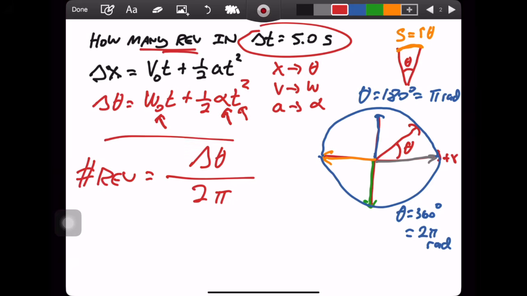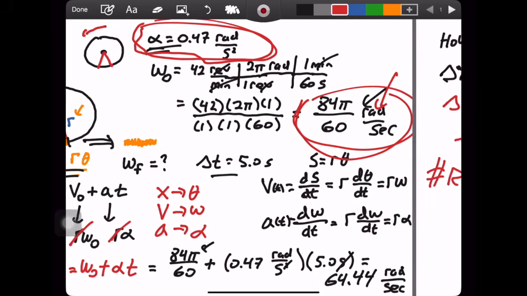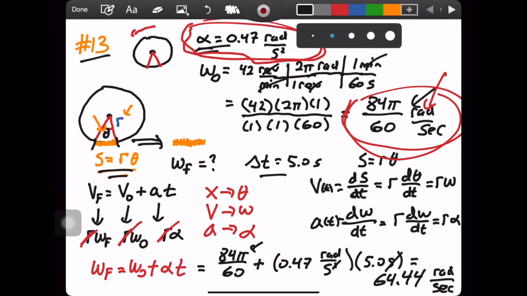Use this equation to figure out the total theta swept, divide it by 2 pi radians, and that's going to tell you how many revolutions you get in, shall I say, 5 seconds. And so that's a wrap for question number 13 on problem set 2.